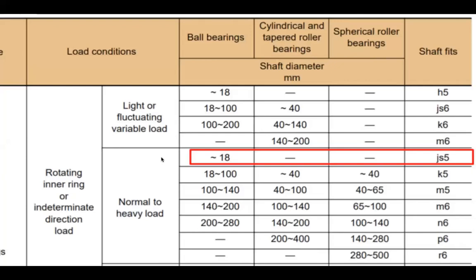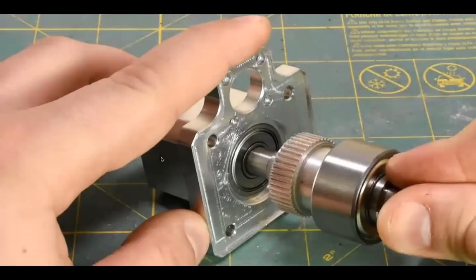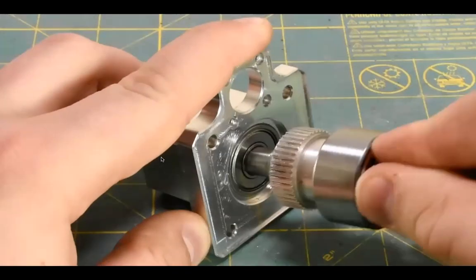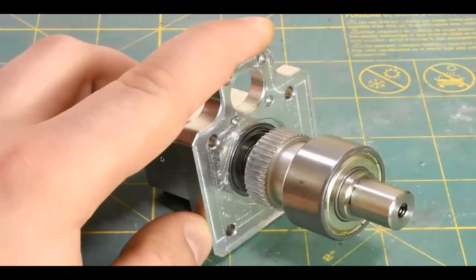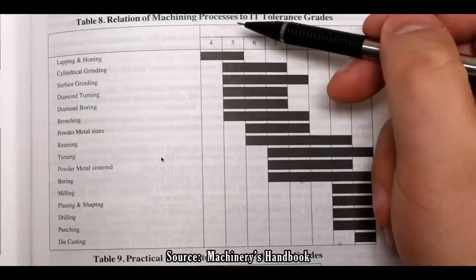The machinists are not going to be happy about that. I know from the fact that it's JS, it'll probably be a transition fit and might need a little force to install, and the 5 tells me I'll need an IT5 process to make it, which will either involve very accurate turning or cylindrical grinding.